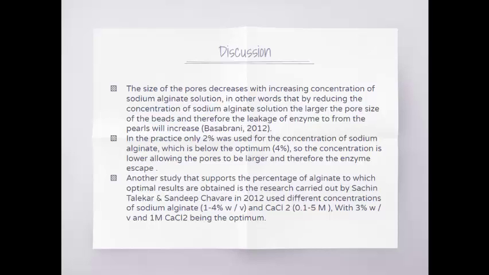Another study that supports the percentage of alginate at which optimal results are obtained is the research carried out by Sakin Telar and Satdeep Xavier in 2012. They used different concentrations of sodium alginate and calcium chloride, with 3% and 1 molar calcium chloride being the optimal.